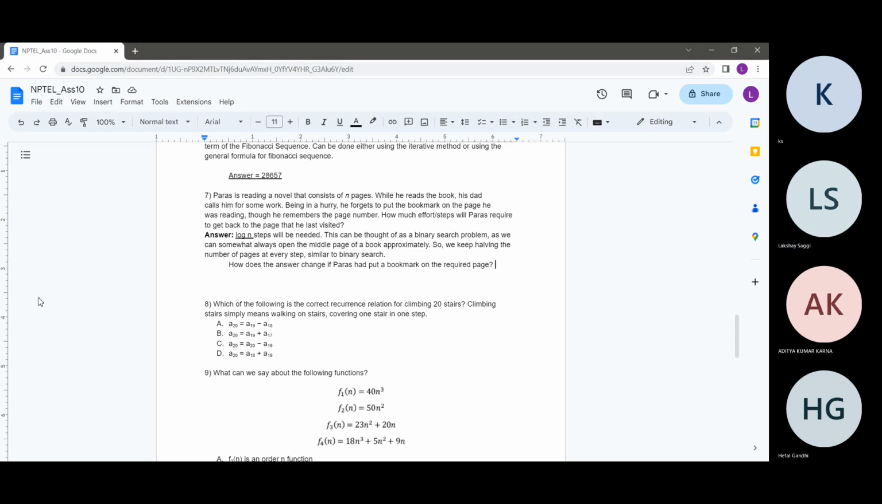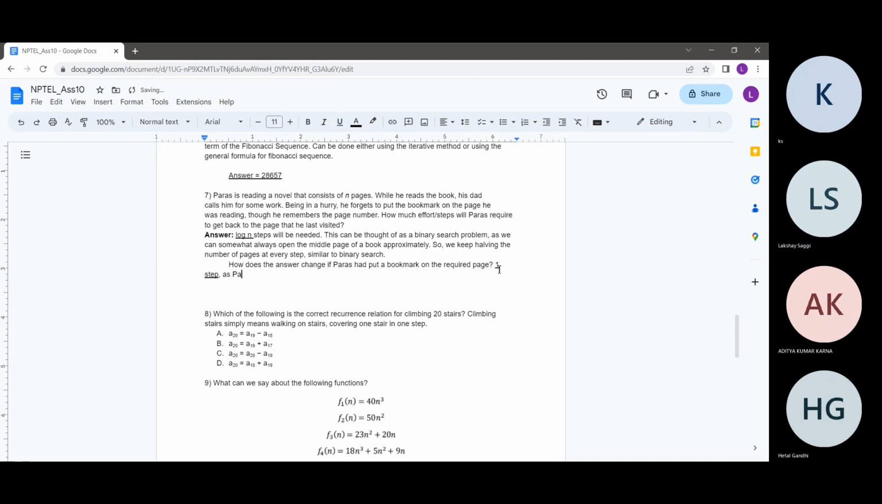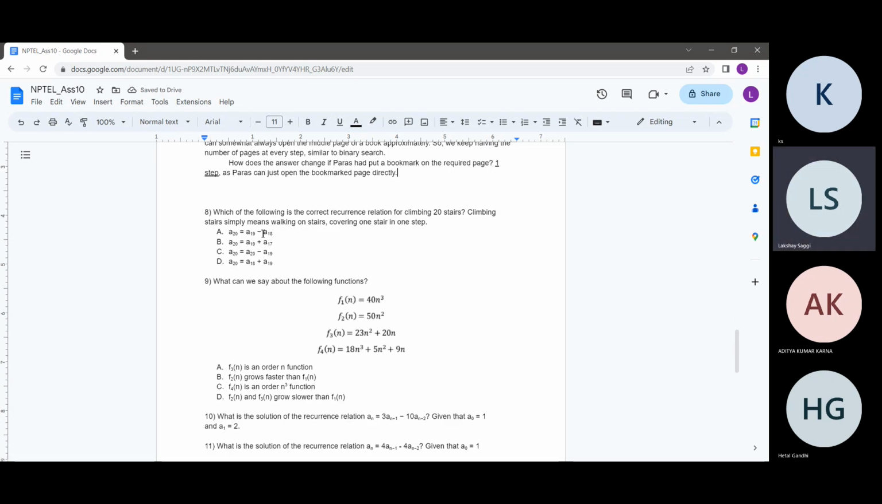Suppose the whole issue occurred because Paras had remembered only the page number but had forgotten to put a bookmark. If he had put a bookmark, yes, so KS is answering one. So yeah, KS, that's the correct answer. It was a straightforward question. So the answer is one step. This is because Paras can just open the bookmarked page directly. So yeah, nothing fancy. The answer is one. Good job.